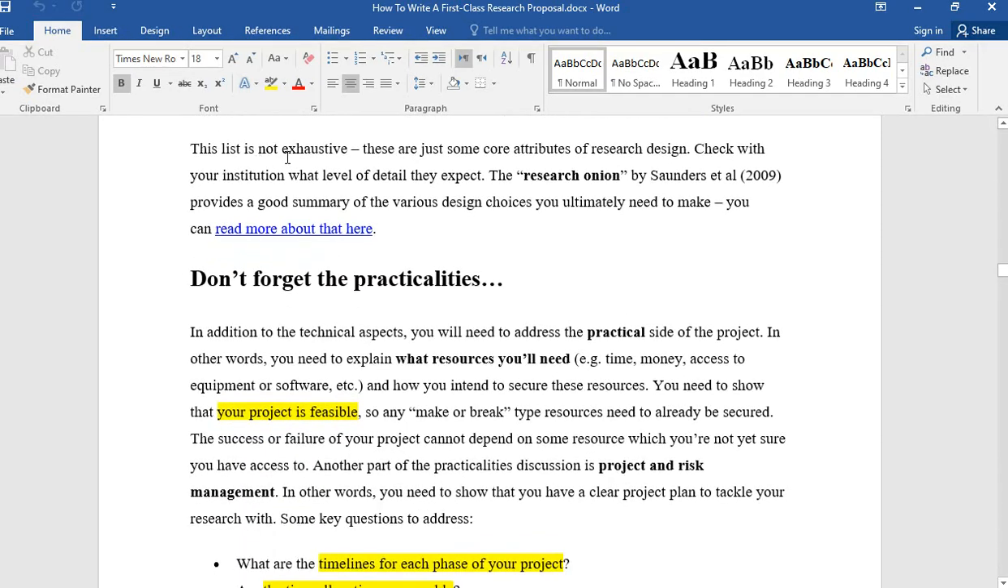This list is not exhaustive. You can add some other sections to that. These are just some core attributes of research design. Check with your institution what level of detail they expect.